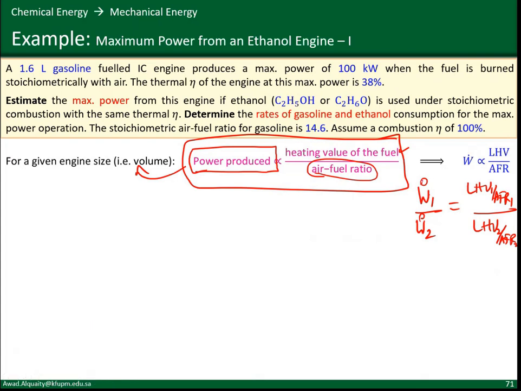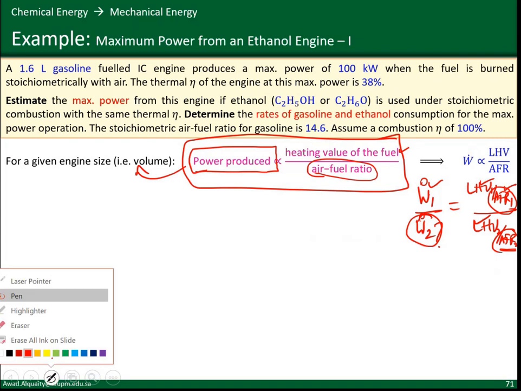Now we have the power output given for gasoline. We want to find out the power output for the engine when we burn ethanol. So let's say we want to find W2. And the heating value, of course, will be provided to you. The air fuel ratio for gasoline is already given. We need to find the air fuel ratio for ethanol. So essentially, we want to find W2, but for finding that, we need to find first the air fuel ratio. And for the air fuel ratio, we simply need to write down the chemical reaction equation.